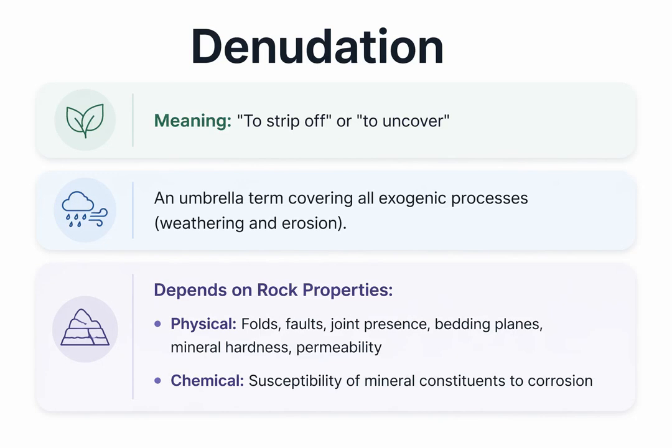All of these exogenic processes fall under a broad umbrella term called denudation. The word denude simply means to strip off or uncover. How quickly or severely a landscape is denuded depends heavily on the properties of the rocks themselves. Physical properties, like the presence of faults, joints, or how permeable the rock is, play a huge role. Similarly, the chemical makeup of the rock dictates how susceptible its minerals are to corrosion.